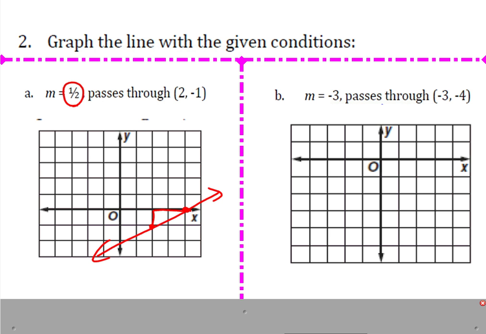If I've got a slope of negative 3 that passes through negative 3, negative 4. So negative 3, then down 4, 1, 2, 3, 4. It's got a slope of negative 3. That means I'm going to go down 3 over 1. It's going to look like that. So even though the slope is negative, you're going to go down and you're always going to go right. Just like over on the left, you're going to go up, but you're always going to go right. It's always running right. It's just a matter of whether you're going up or down.